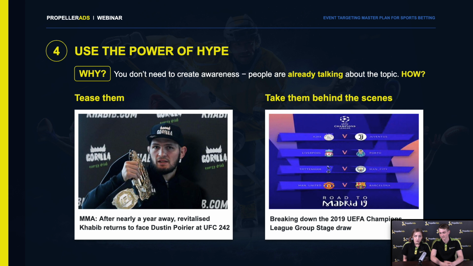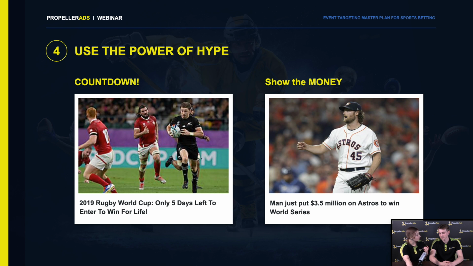So, how to rock your creatives? The first thing you have to do, especially with one-time events, is use the power of hype, because you don't need to create awareness. People are already talking about the topic. How do you catch the hype wave while you are setting up your ad campaigns? Tease the users, use images of famous characters, of famous sportsmen, take them behind the scenes, talk about different draft results, and probably give some predictions about who is going to make it to the finals or something like this.